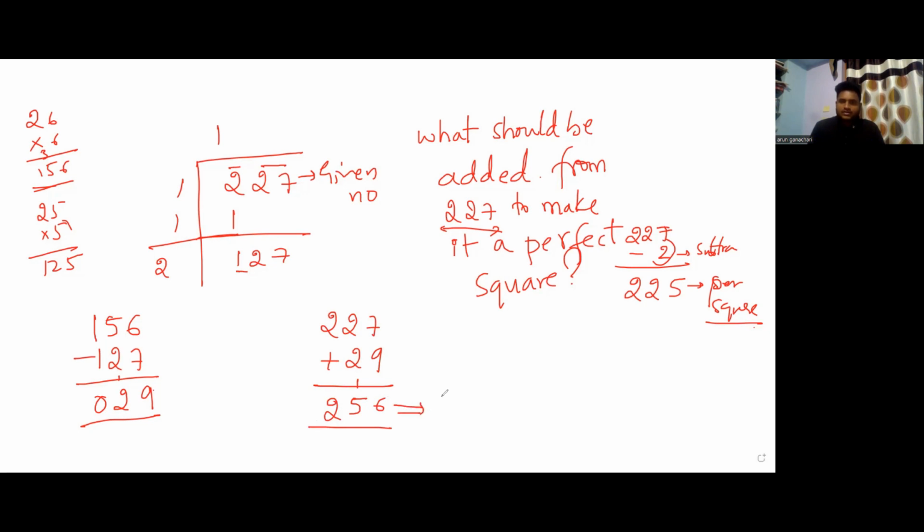256 is the square of what? 16. Understanding, when we are finding the digit that should be added, we will take next number and we will multiply it with the next number. Getting this? What should be added and what should be subtracted?